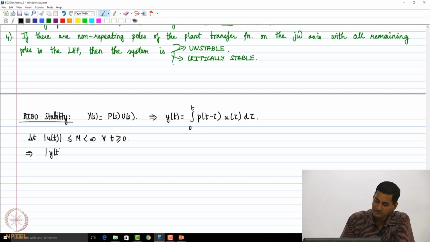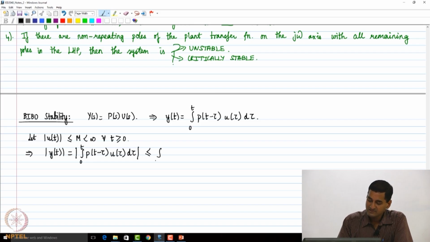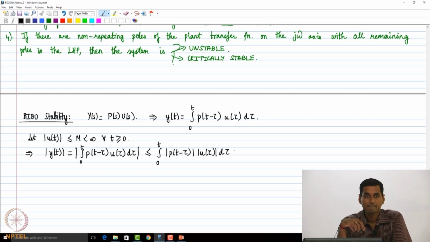The magnitude of y of t is equal to the magnitude of the integral from 0 to t of p of t minus tau, u of tau, d tau. This is first of all less than or equal to the integral from 0 to t of the magnitude of p of tau times the magnitude of u of tau, d tau. Do you agree? How did I get this? It's a property of the integral.